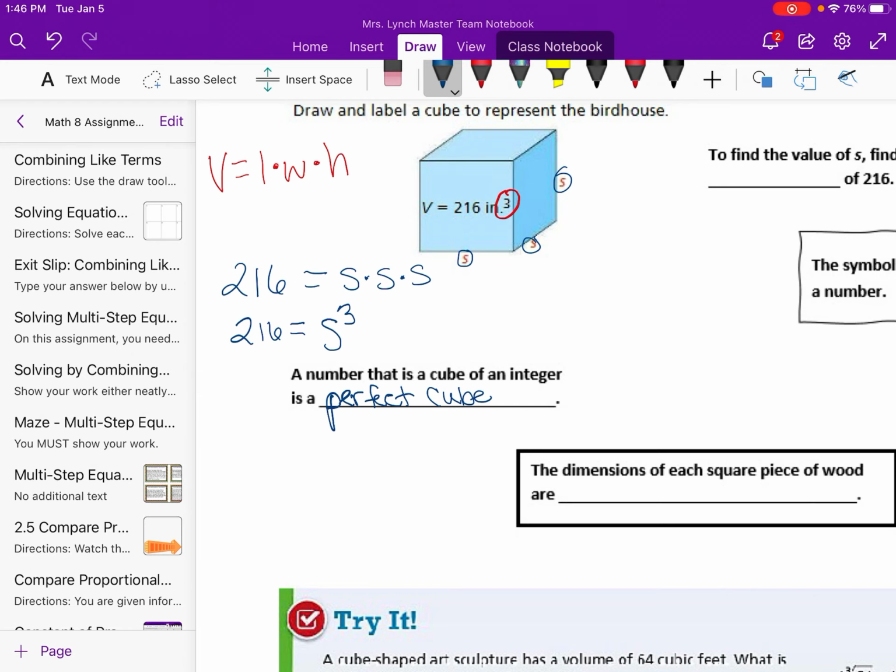And I like that they use the word perfect because that's kind of how I describe it as well. So what that means is whenever we get the answer, it's not going to be some crazy number like 1.25856 whatever, or a fraction. It's going to be just a simple whole number. So I call it a perfect number, or it's called a perfect cube.